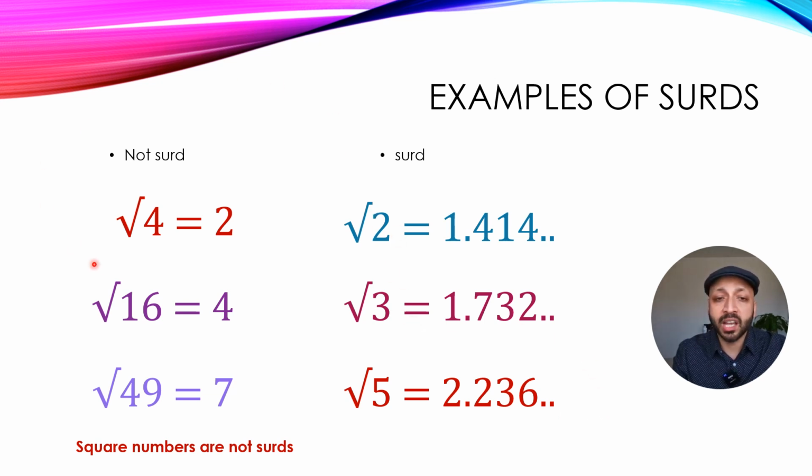So these are all surds. Whereas on the left hand side you got square root of 4, which is equal to 2, because you could simplify square root of 4. Square root of 16, you could simplify it down to 4. Square root of 49, you could simplify it down to 7. So all of these, if you look at them, are square numbers. So square numbers are not surds. Any numbers that could simplify to a rational number are not surds.